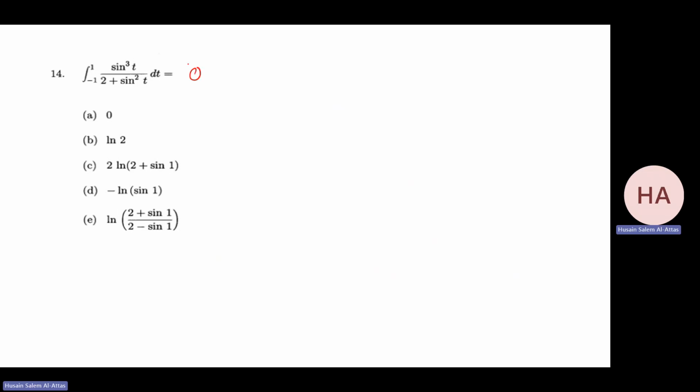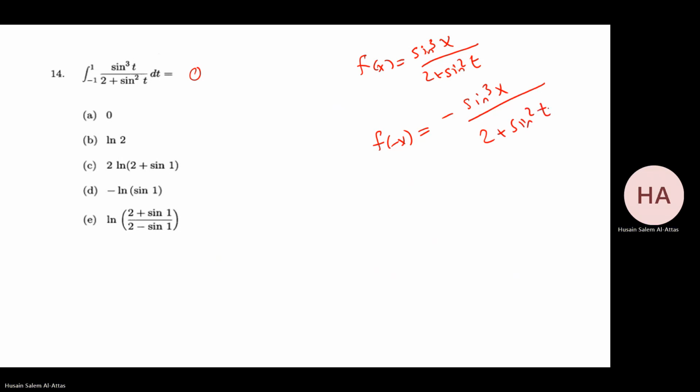That will be 0. Why? Because this function is odd. As I said, when you see minus a to a, you need to think about the odd. Not always, but it's good to think about this. That will be minus sine cube root of x cube x minus sine cube x over 2 plus sine square. But t, all of it in terms of t. So it's minus f of t, which is an odd function. So this is 0.